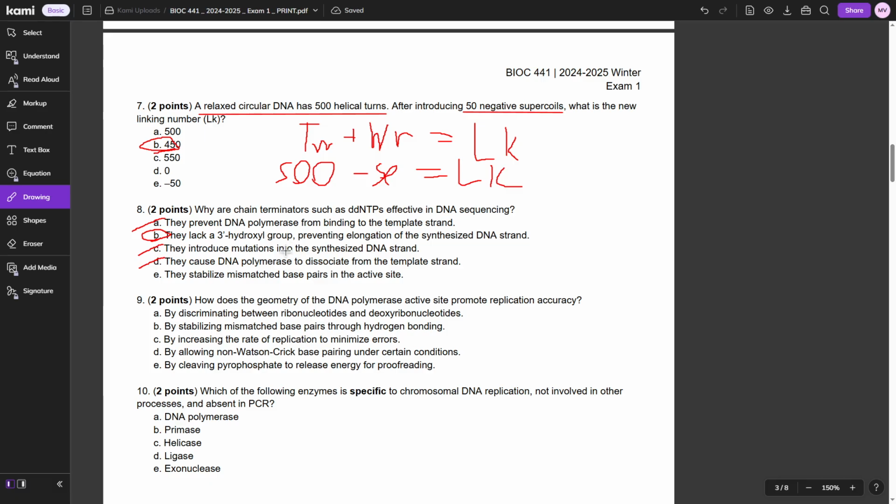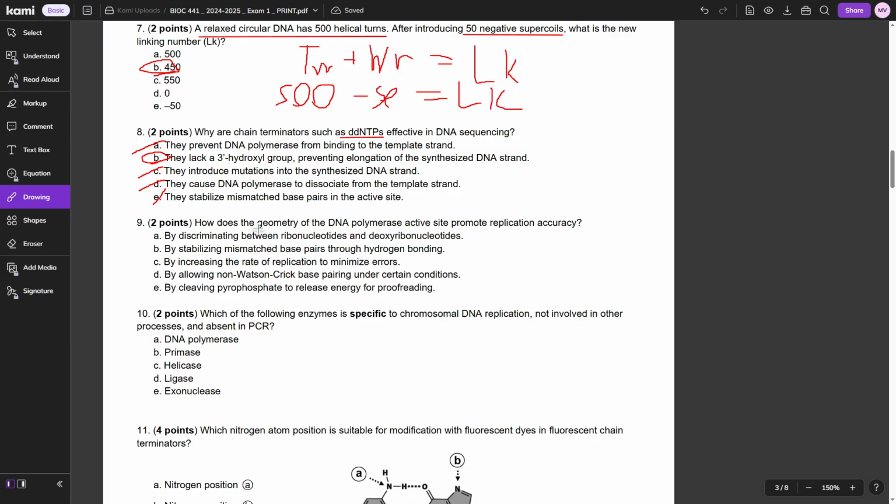They stabilize mismatched base pairs in the active site. No, doesn't make any sense. They don't stabilize mismatched base pairs. Mismatched base pairs is a completely separate topic. It's not really involved with the whole ddNTP process. When you see ddNTPs, you should be thinking of Sanger sequencing. If you see reversible chain terminators, you should be thinking of Illumina sequencing or next-gen sequencing. So I'd say B is the best answer here.